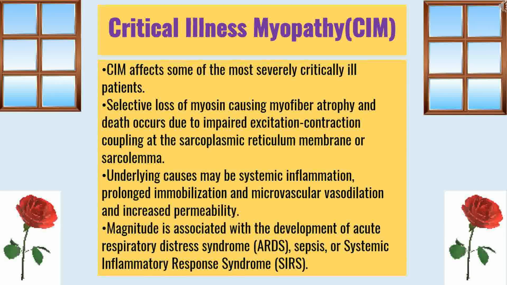CIM is characterized by the selective loss of myosin causing myofiber atrophy and death. It is a multifactorial condition that occurs due to impaired excitation contraction coupling at the sarcoplasmic reticulum membrane. Some underlying causes have been identified, such as systemic inflammation, prolonged immobilization, and microvascular vasodilatation and increased permeability.